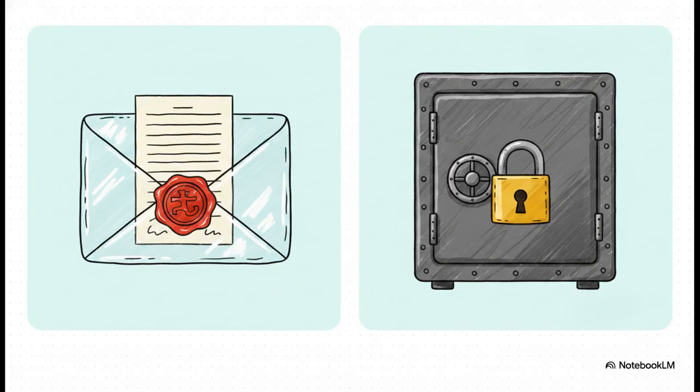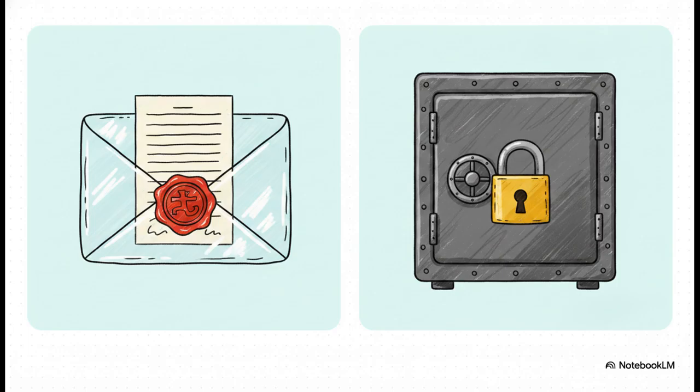So the absolutely crucial point here is contrasting these 2 middle layer standards. JWS provides integrity and authentication. It leaves the payload completely readable to anyone. It acts kind of like a tamper-evident seal on a transparent envelope, right? You can see what's inside, but you know if someone messed with it.